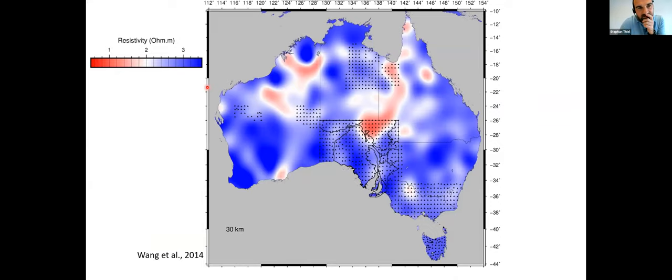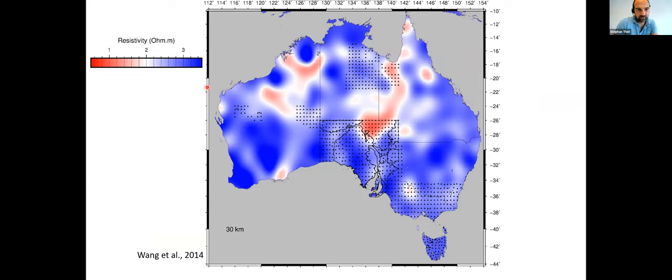So what do you get in terms of actual resistivity structure? What I'm showing here is the 3D model that Li Zhong Wang produced in 2014 that is based on just the AWAGS GDS data, so the tip of data that was collected roughly every 300 kilometers.